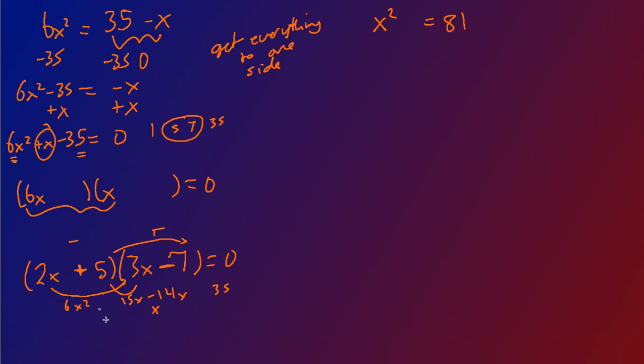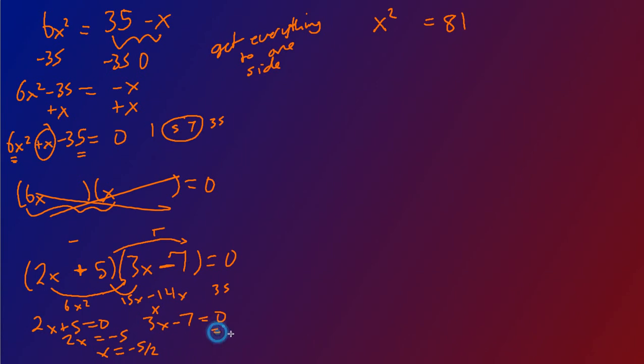Alright, so now, I know it wasn't this case. So 2x plus 5 equals 0, and 3x minus 7 equals 0. And now I solve this. To solve this, I subtract the 5, so I get 2x equals negative 5. And then I divide by 2, and x equals negative 5 halves. I add the 7 over here, and then I divide by 3, and x equals 7 thirds. Okay, so that gives us that solution.